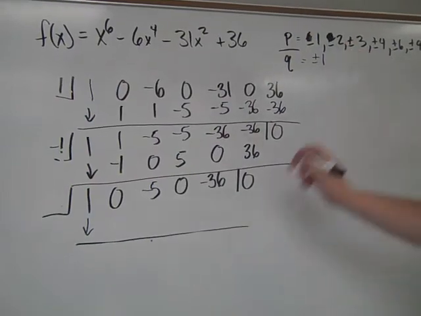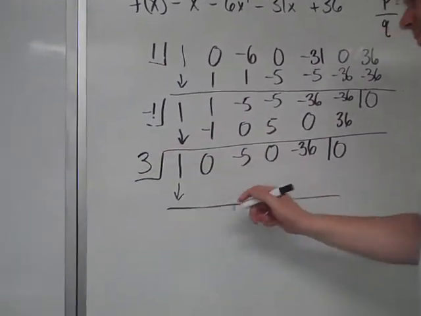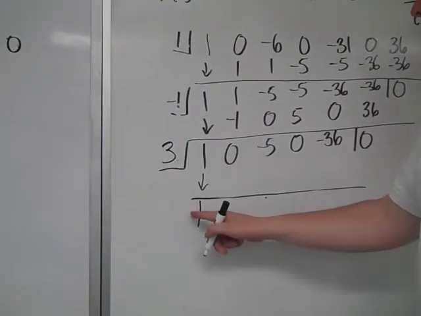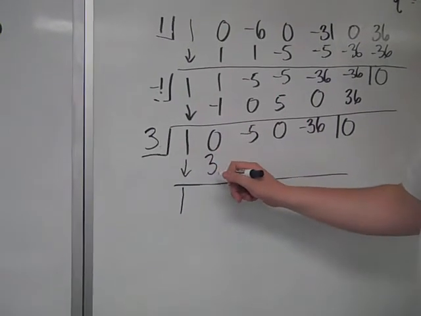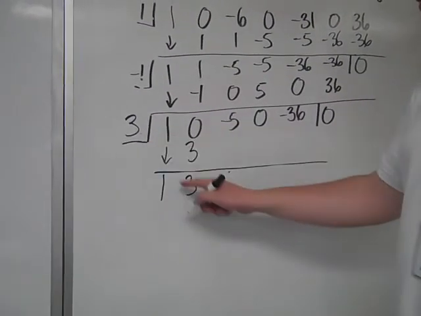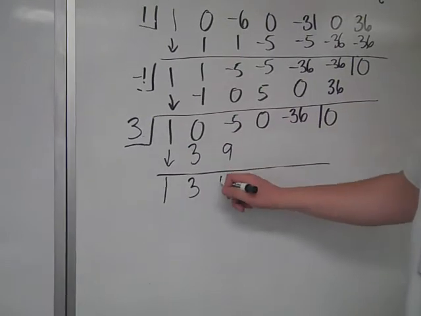So I'm going to jump ahead, and I'm going to go to 3. Let's see if 3 works. So I bring that down. 3 times 1 is 3. Add those together, I get 3. 3 times 3 is 9. Add those together, I get 4.